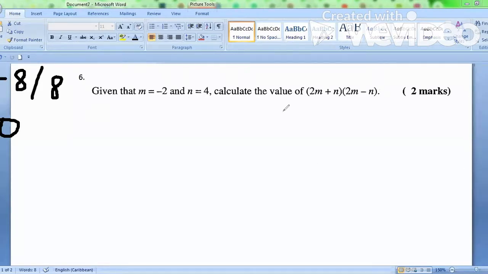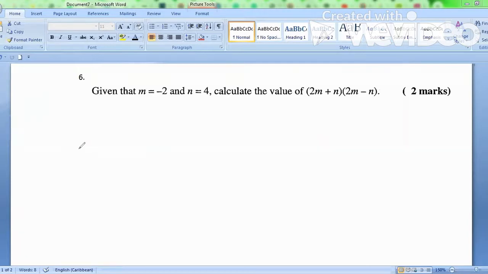All right, guys. The key thing about this is that we notice we have 2 brackets, not true? So if you work out the first bracket and the second bracket, what are you going to have to do? Multiply them, not true?